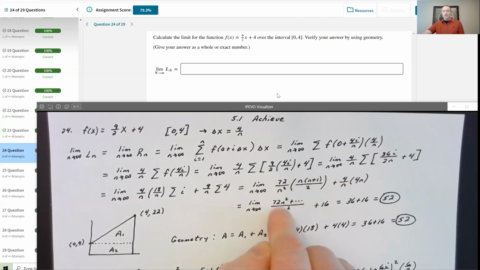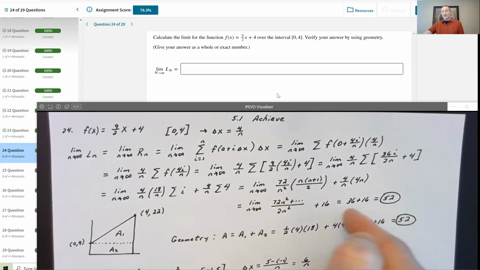In the first one, 72n squared over 2n squared, the limit as n approaches infinity, that limiting value is just going to give you 36. We have 36 plus 16 is 52. That should be our answer.